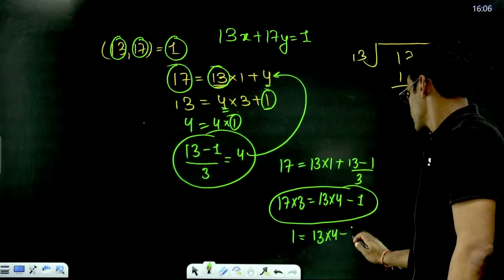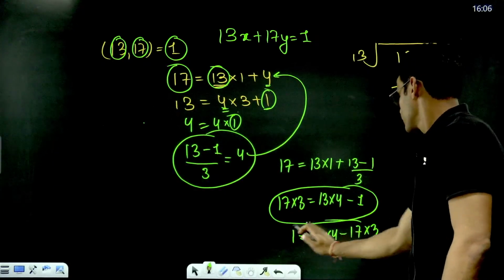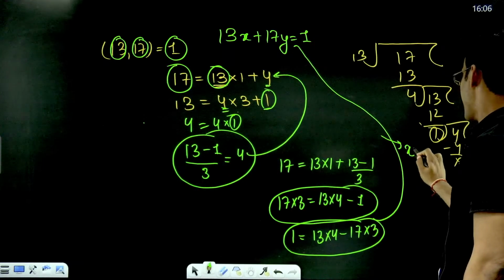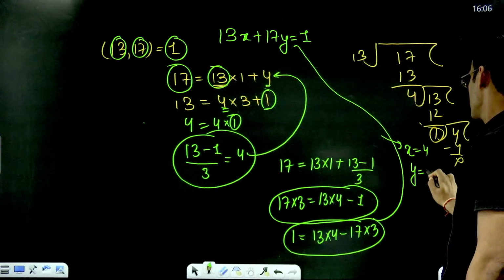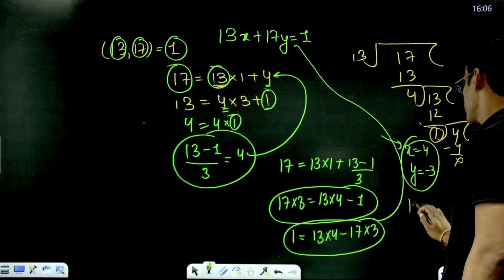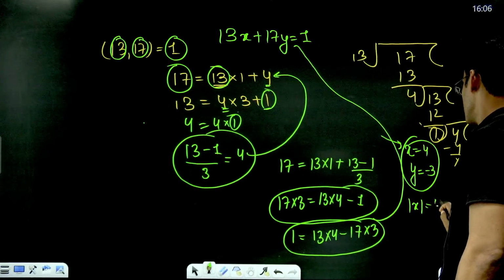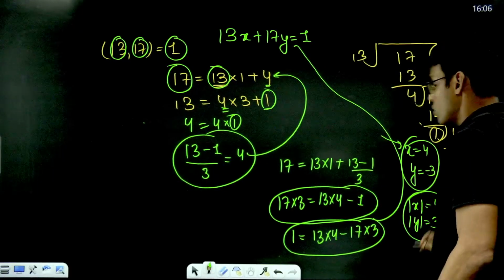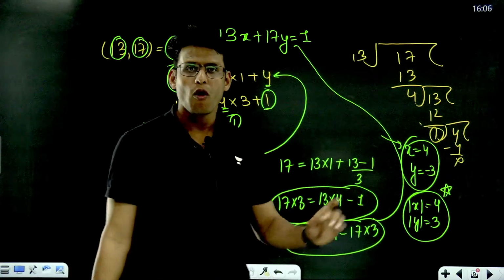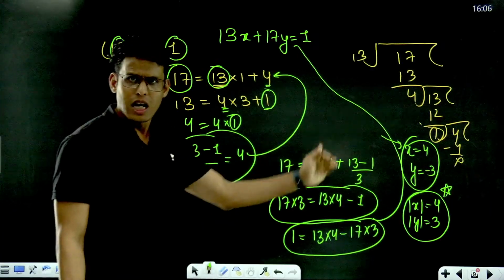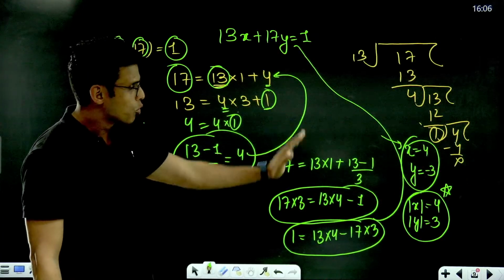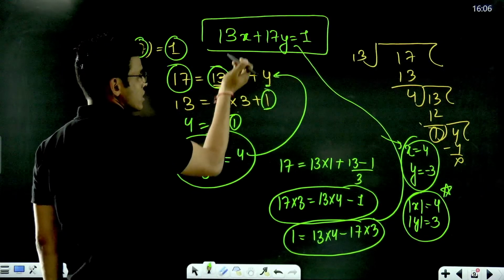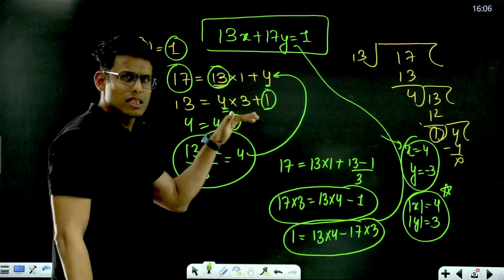The equation. If you compare this and this, you can see that my x is 4 and y is minus 3. This value is minimum. Bezout lemma always gives the minimum value of mod x. This is how to evaluate it. So to find the first solution of this equation, we use a mechanism like this. This is called Bezout lemma.